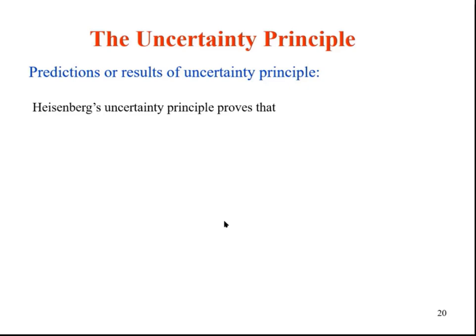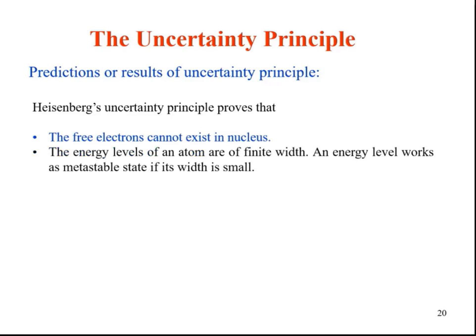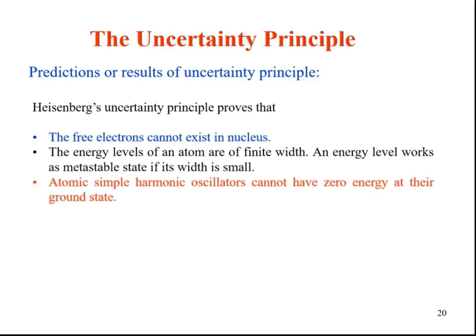These are a few predictions by the uncertainty principle. Heisenberg's uncertainty principle proves that free electrons cannot exist in the nucleus. The energy levels of an atom are of finite width. The energy level works as a metastable state if its width is small. The atomic simple harmonic oscillators cannot have zero ground state energy, and it gives the correct estimate of the radius of Bohr's first orbit.